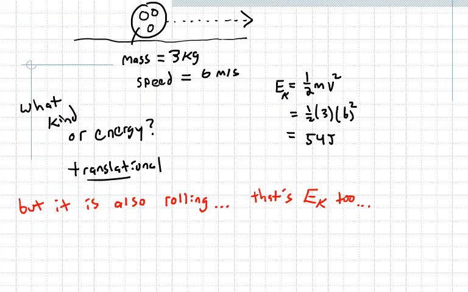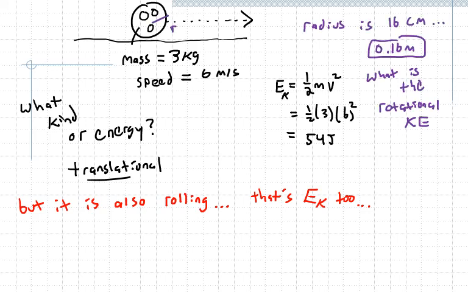And so let's go ahead then and calculate the rotational kinetic energy. Let's say that the radius is 0.16 meters and it's going 6 meters per second, which we need to relate to what's going on rotationally. And I'll go ahead and calculate the rotational kinetic energy of this bowling ball. So go ahead and pause the clip and do that. And when you're ready to check, you can hit play to continue.